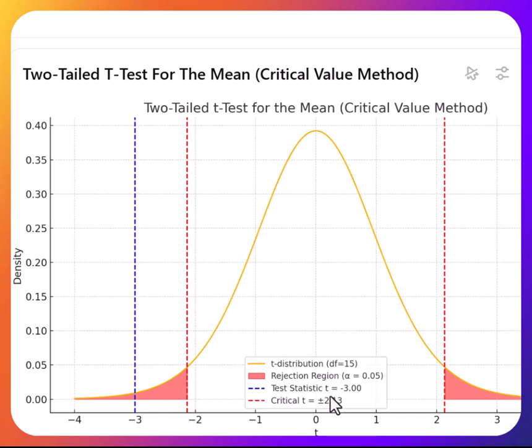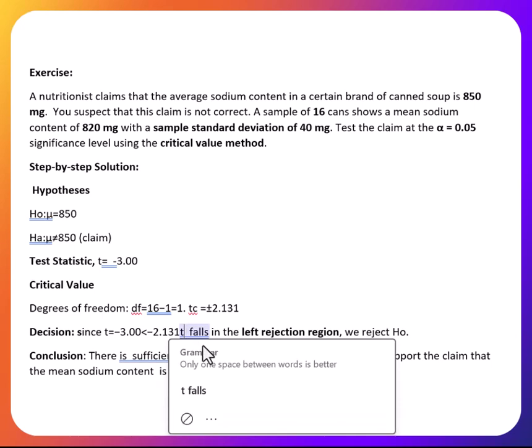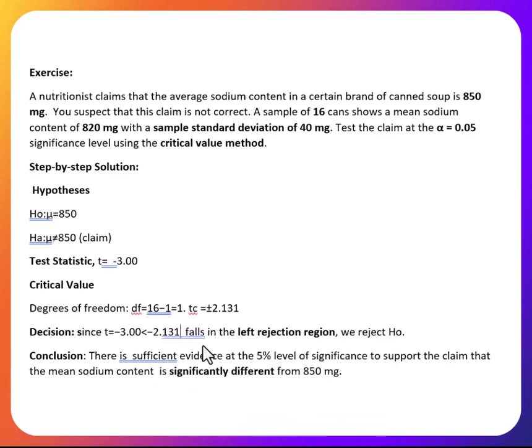Then we bring the test statistic, which is -3, and put it on the number line. You guys agree with me? If we put -3 on the number line, it's going to be right here, which is inside the rejection region. And in this case, you reject the null hypothesis. So -3 is less than -2.131, and this falls in the left rejection region. We reject the null hypothesis.